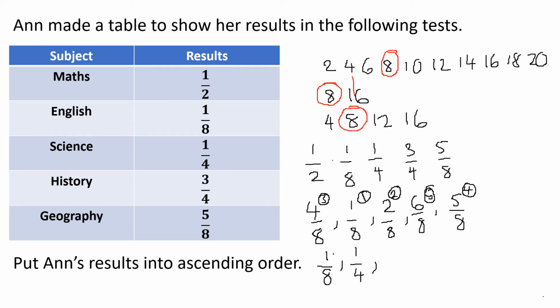Number 3 in my list was 4 over 8. So what was that originally? It was a half. So I would write a half. Next in my list was 5 over 8. Again, we haven't changed this, so I can just write it as 5 over 8. And our last one, 6 over 8, which is 3/4. And I finished with 3/4. So there we go, our results have been put into ascending order. You might want to label them, but it doesn't specifically ask for that in the question.